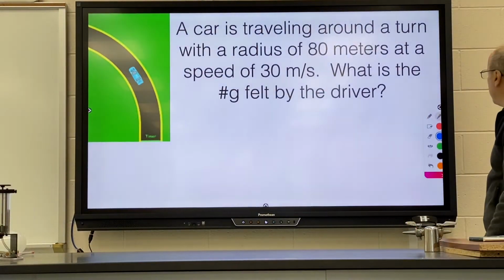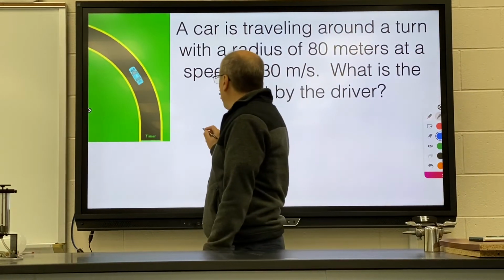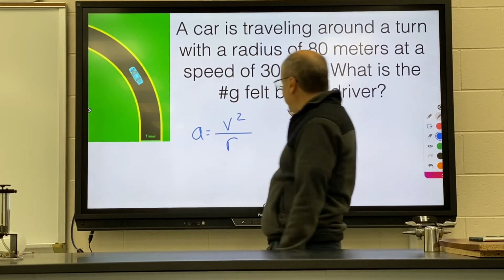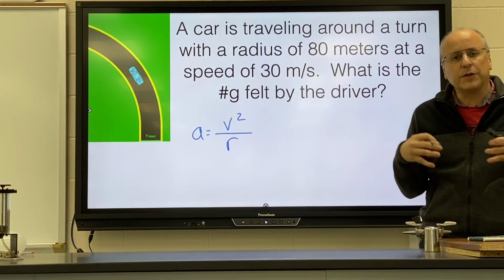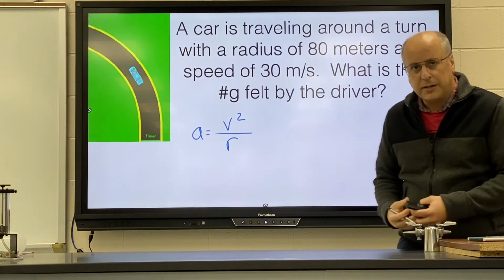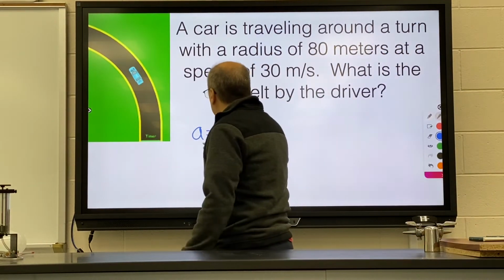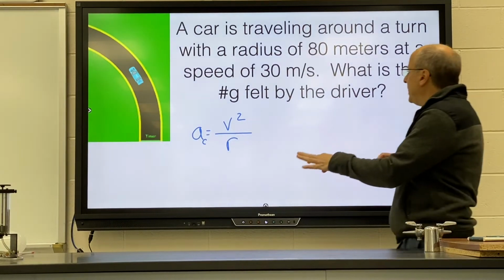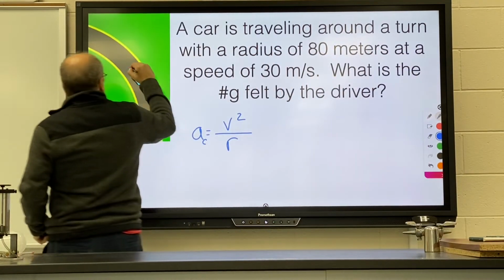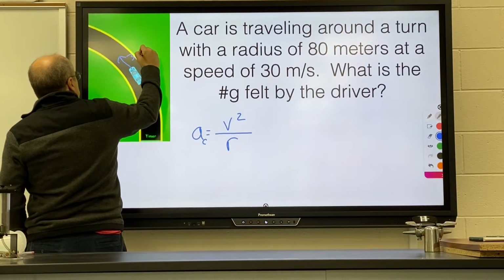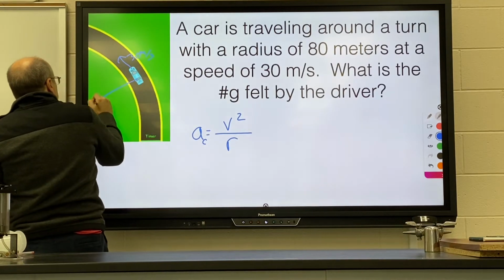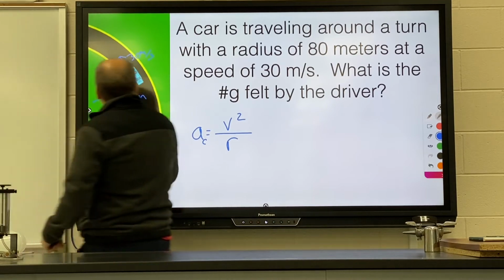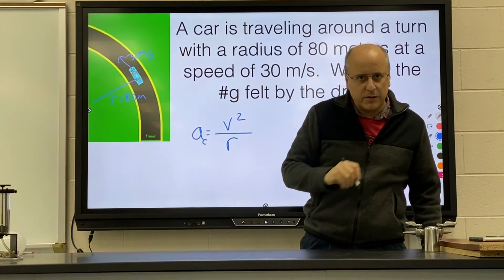How do you find the number of G's in a turn? Well, first you start with your acceleration formula, which we haven't yet learned. This is for circular acceleration. This is not for speeding up or slowing down. This is for changing direction. You take the speed of the car, which happens to be 30 meters per second. You square it, and you divide by the radius of the turn, which in this case is 80 meters.